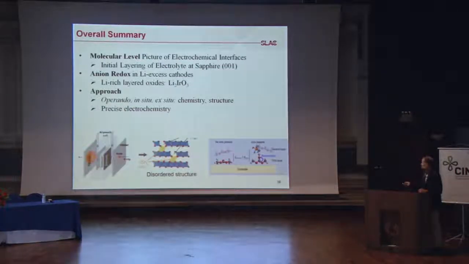Okay, so for a high-level summary, again, what I've done is given you both a molecular picture of ordering at electrochemical interfaces, electrolyte ordering, talked to you about anion redox, and also tried to give you an insight into our approach to using a combination of operando, in situ, and ex situ measurements to understand chemistry and structure, and then relate that with very precise electrochemistry.